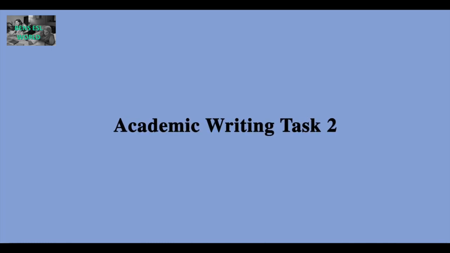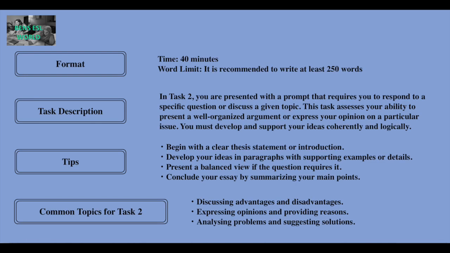Academic Writing Task 2. Format. Time, 40 minutes. Word limit, it is recommended to write at least 250 words. Task description. In Task 2, you are presented with a prompt that requires you to respond to a specific question or discuss a given topic. This task assesses your ability to present a well-organized argument or express your opinion on a particular issue. You must develop and support your ideas coherently and logically.